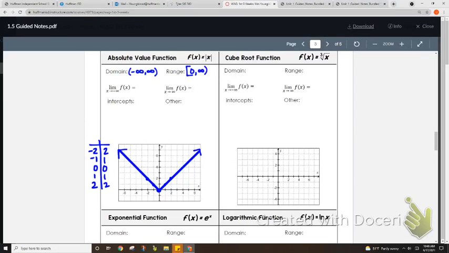And then the limit, as x goes to negative infinity, as we go to the left, our y values are going up, and they're going to keep going up to positive infinity. As x goes to positive infinity, so as we go to the right, again, our y values are going up, and so they're going to keep going up to positive infinity. Intercepts, I have an x and y intercept at 0, 0.